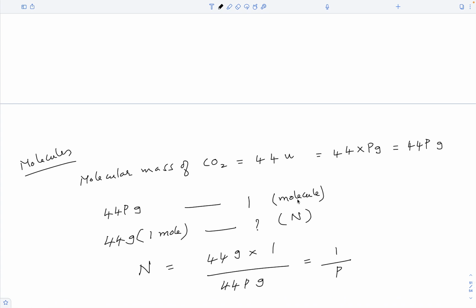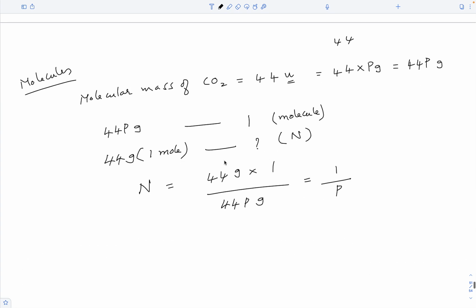Similarly, we know that the relative molecular mass or molecular weight of carbon dioxide is 44. And if you want to know the mass of one carbon dioxide molecule, or simply the molecular mass of CO2, you have to add the unit U to its relative molecular mass or molecular weight. So the mass of one CO2 molecule is 44 p grams, because we said 1 U is equal to p grams. Or in other words, if you take 44 p grams of CO2, then you have just one CO2 molecule.